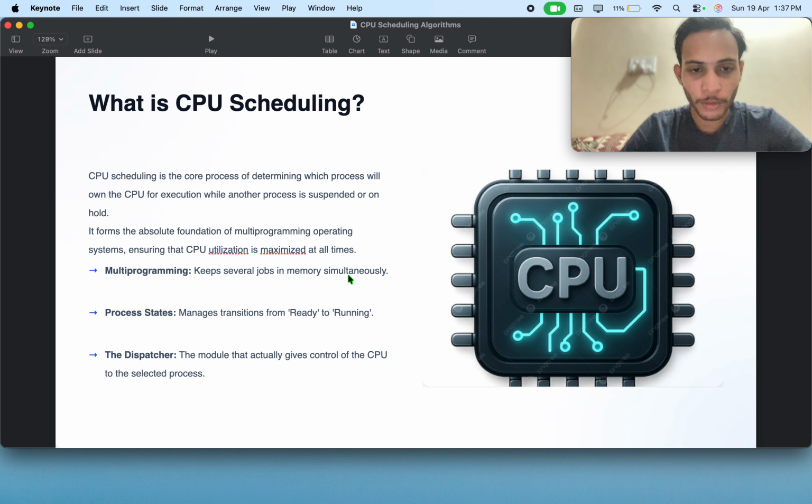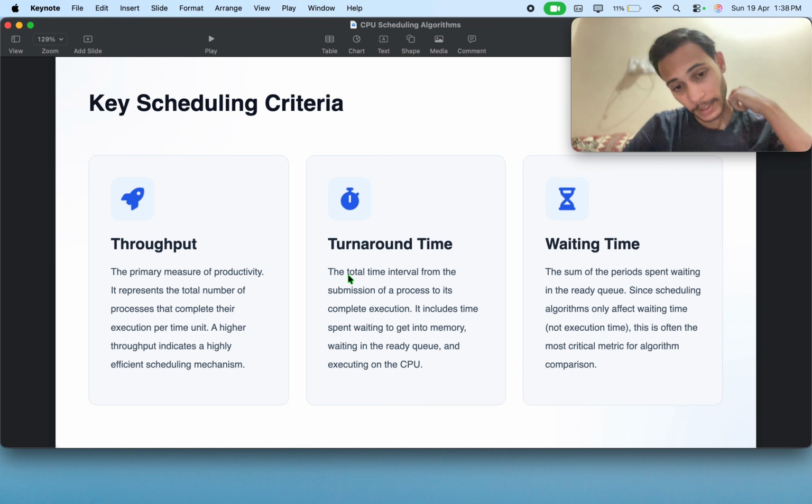To start things, what exactly is CPU scheduling? In modern multi-programming systems, you have many processes running simultaneously, at once. CPU scheduling is the mechanism that determines which process gets to use the CPU while others are waiting. The dispatcher is the specific module that hands over control, making sure the CPU is never sitting idle, to maximize its efficiency.